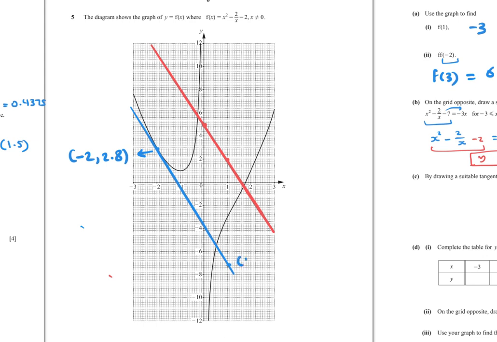1 and negative 7. Now find the gradient of the line, y minus y, so negative 7 minus 2.8 over x minus x, so 1 minus negative 2, equals negative 9.8 divided by 3, equals negative 3.3.